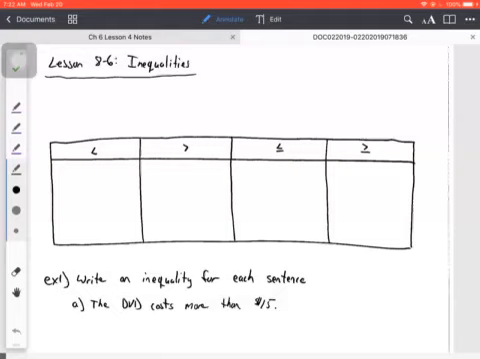Alright, today we're going to be talking about Chapter 8, Lesson 6. This is all about inequalities. As we go through this, we're going to learn about some words that represent the inequality symbols. We're going to learn how to write inequalities, how to establish whether they are true or false if we're given a value, and then how to write an equation from a graph.